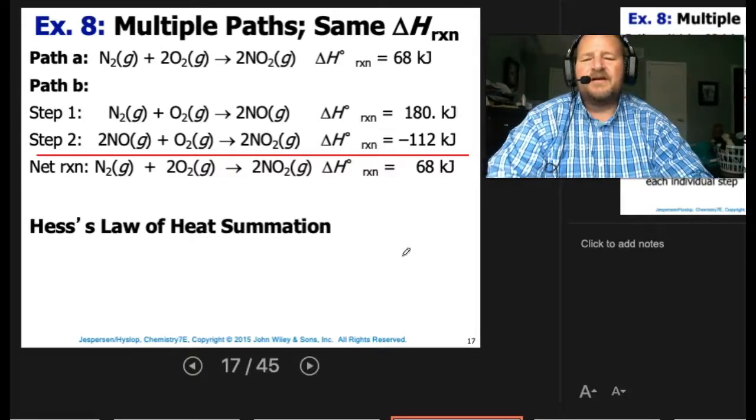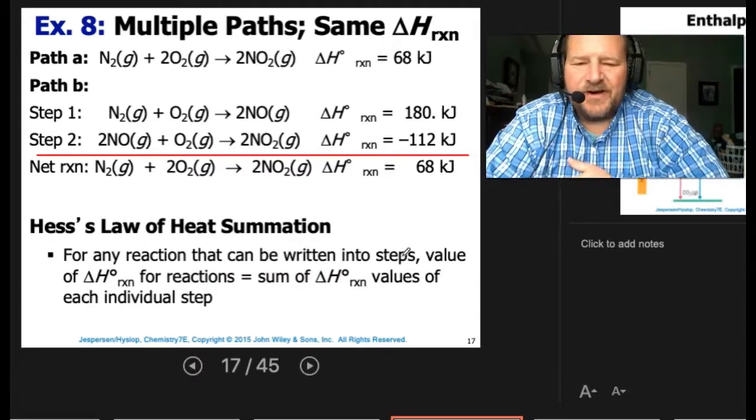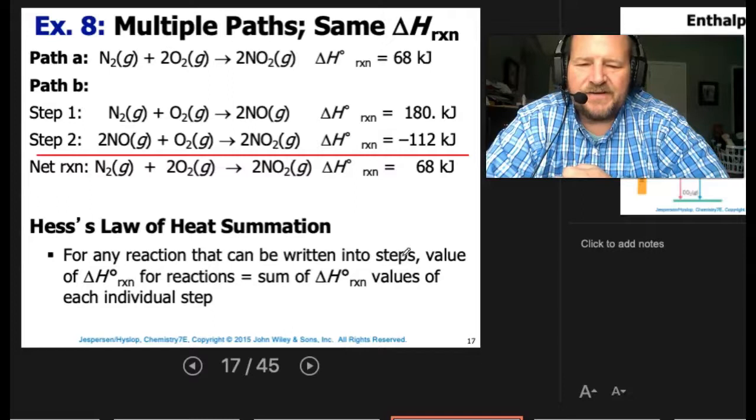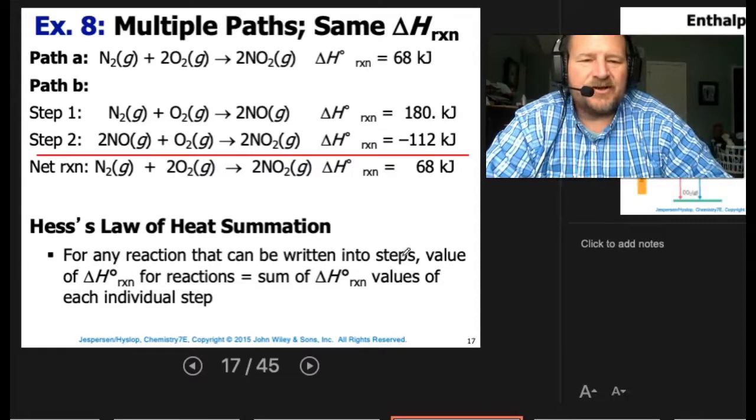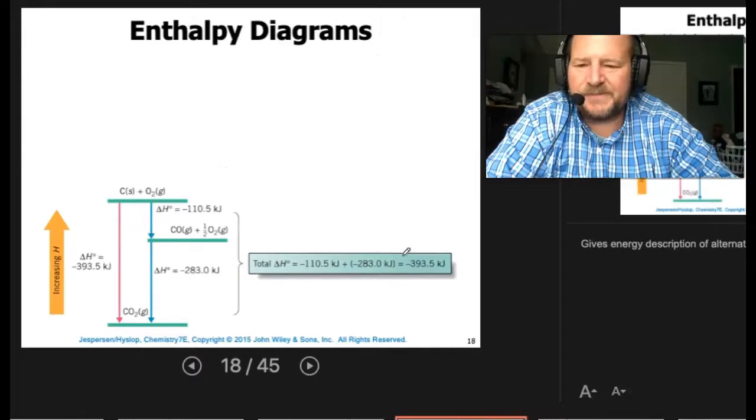All right. Hess's law of heat summation. For any reaction that can be written in 2 steps, the value of delta H reaction for the reactions will equal the sum of the delta H reaction value of each individual step. So one of the things we do to help us out with this is we look at what's called an energy diagram, or an enthalpy diagram. In this case, we'll be looking at just the enthalpies.